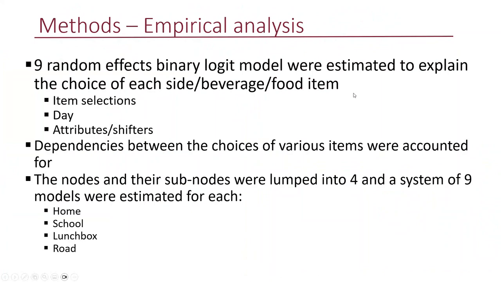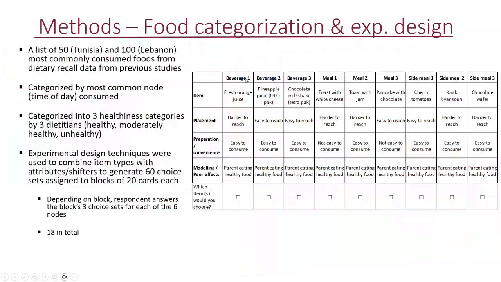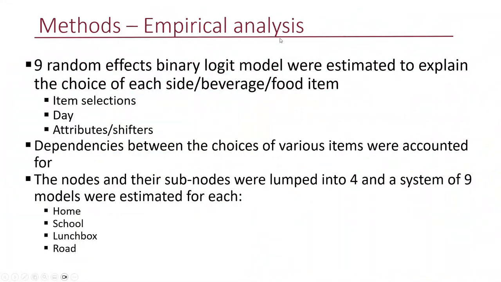In terms of empirical analysis, going back to this example here, we had 9 items, which involved 9 choices. If you keep this in mind, we estimated 9 different choice models, one for each of the 9 options within this choice situation. Of course, we had to model them as random effect models to account for the fact that different school children made multiple choices, to account for the panel data effect.